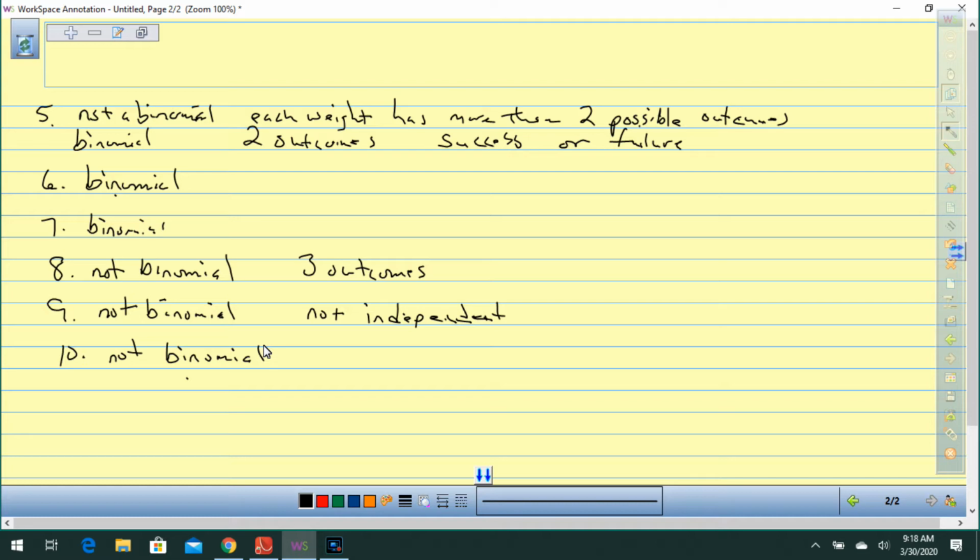Why? Again, 10 divided by 100 would be 10%, so it is not independent. And there might be another reason too. You have more than 2 outcomes.